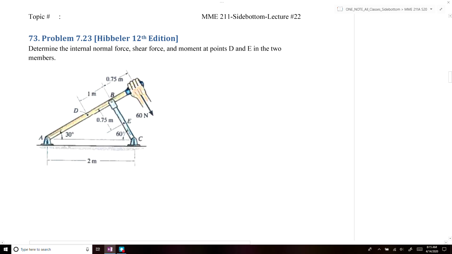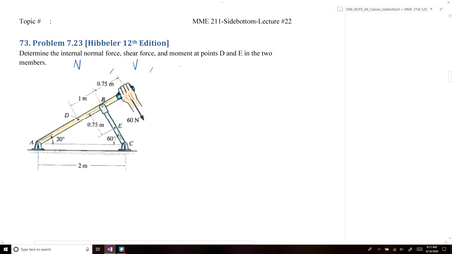Alright. So in this example problem, we're asked to determine the internal normal force, the shear force, and the moment at points D and E within this handbrake assembly. Point D is located on the member AB, and point E is located on member BC.